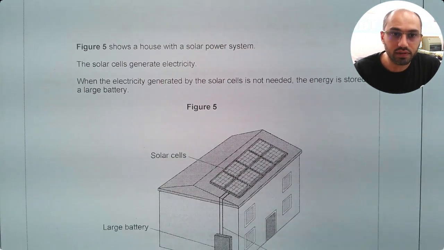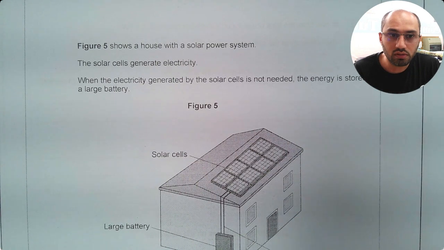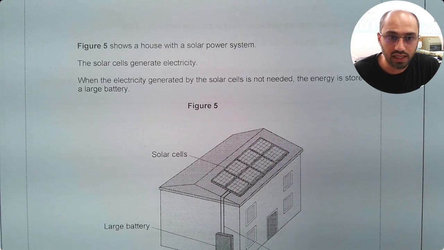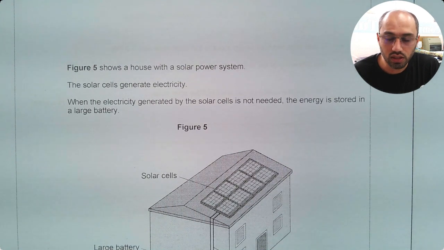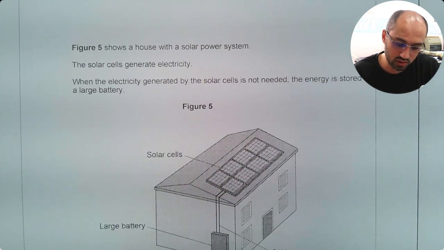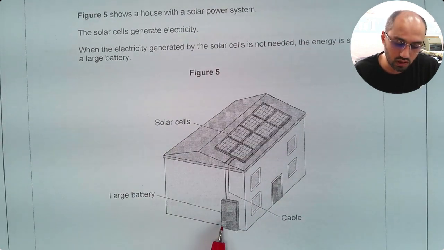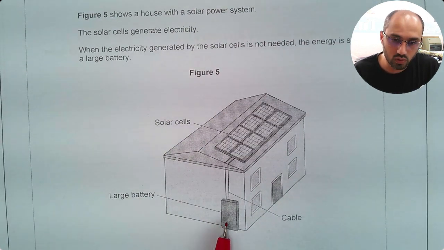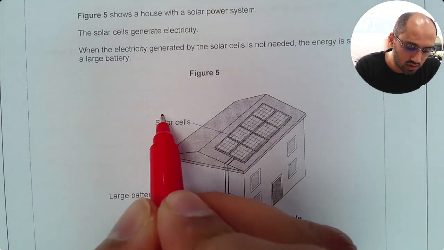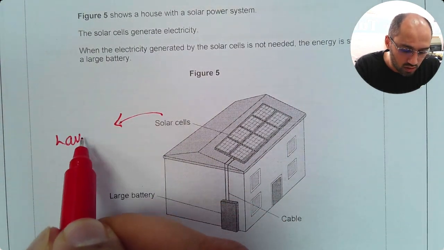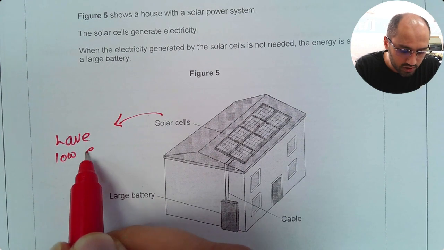Next part says figure 5 shows a house with a solar power system. The solar cells generate electricity. When the electricity generated by the solar cells is not needed, the energy is stored in a large battery. So here's the house, there are the solar cells, and you've got the large battery, but energy will only get stored in this when energy is not needed by the house. Remind yourself that solar cells have low efficiency.